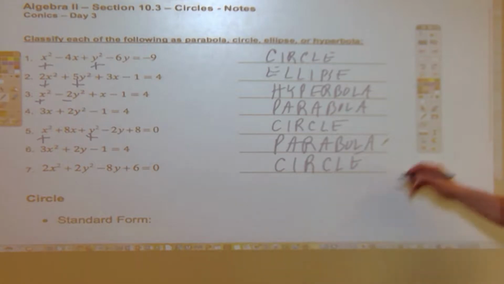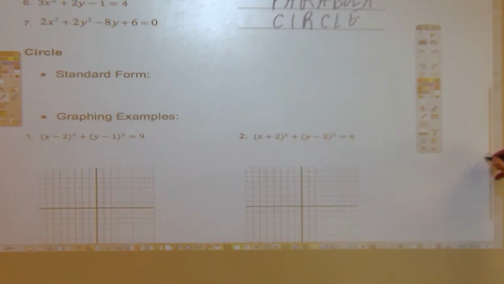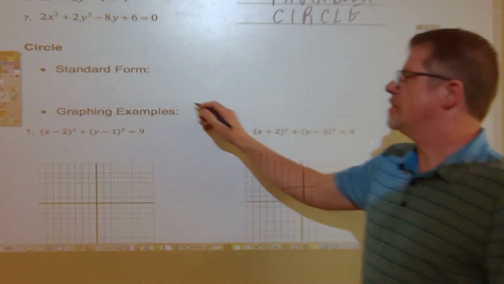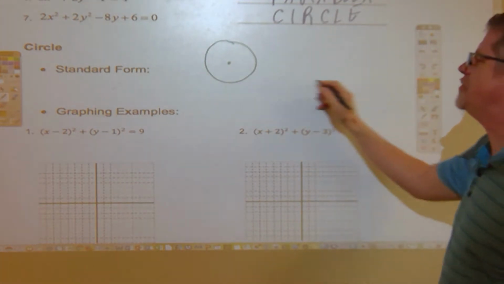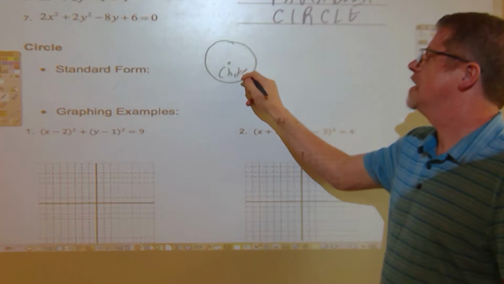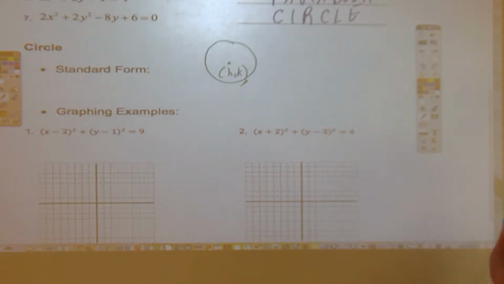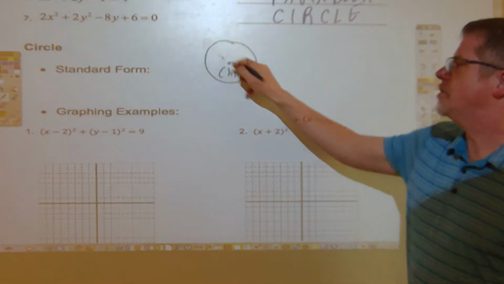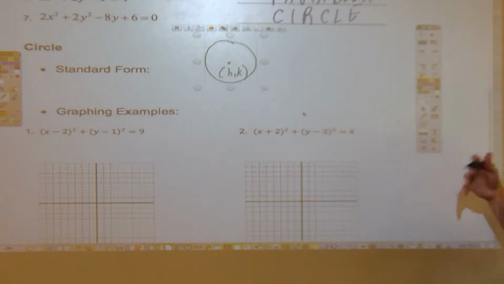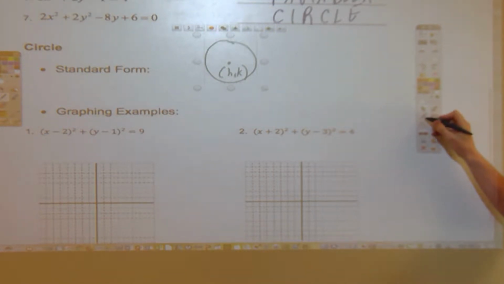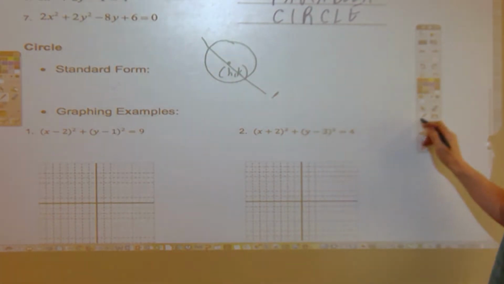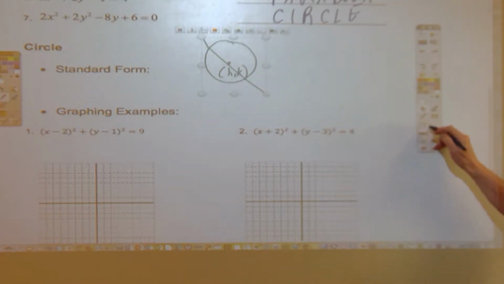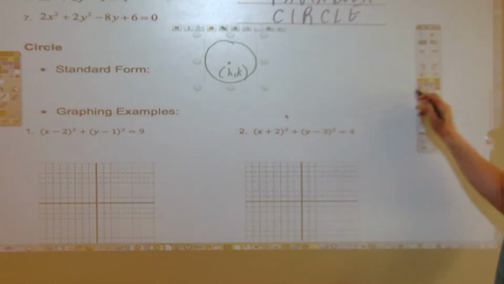All right, so the topic for today is circles. It's Circle Day, and the standard form for a circle, and please draw a picture of the types of circles we're talking about. We're talking about circles centered at the point h, k. So instead of centering the circle at 0, 0, we're going to shift the circle h units horizontally, either left or right, and k units vertically. So that's why the center is at the point h, k.